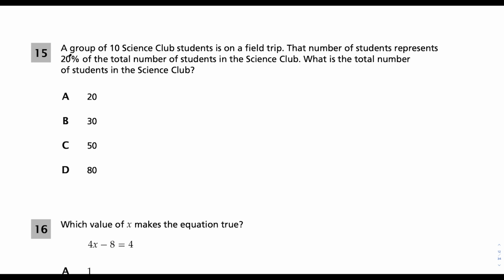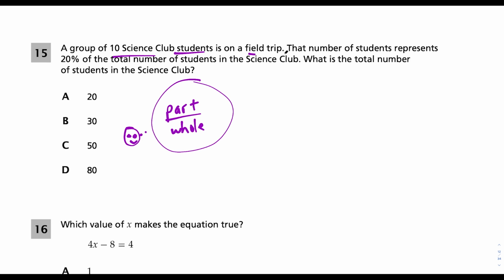So take a second to read through question 15. Now, my mindset for this question is I'm thinking proportions here. And I'm thinking, let's think about the part over the whole. So for this one, we have 10 science club students that are on a field trip.